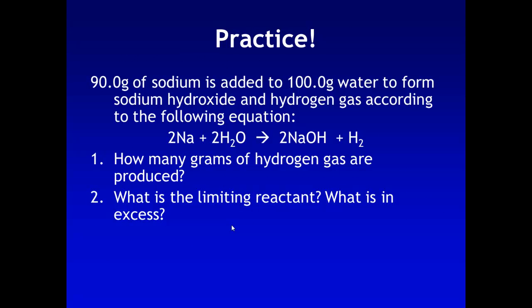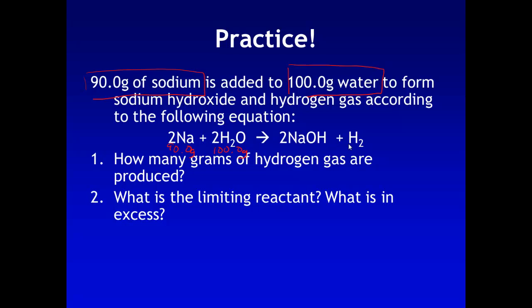Okay, so let's look at our problem here. We have 90 grams of sodium added to 100 grams of water to form sodium hydroxide and hydrogen gas. Our first question is, how many grams of hydrogen gas are produced? And then, what is the limiting reactant? What's in excess? So you can see here in the problem, we have 90 grams of sodium and we have 100 grams of water. So here are our 2 reactants, 90.0 and 100.0 grams of water.